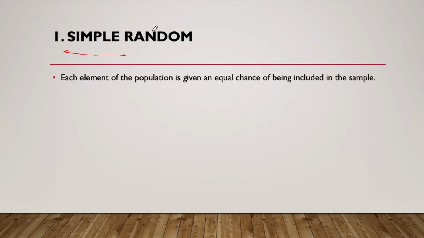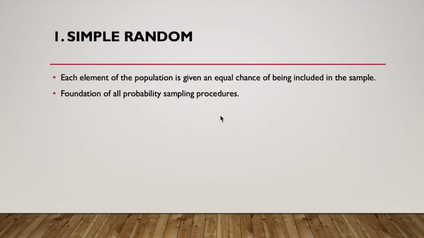In simple random sampling, each element of the population is given an equal chance of being included in the sample. Everyone has an equal chance of being included in the sample. So this is actually the foundation of all the probability sampling procedures, and this is the most basic sampling technique.